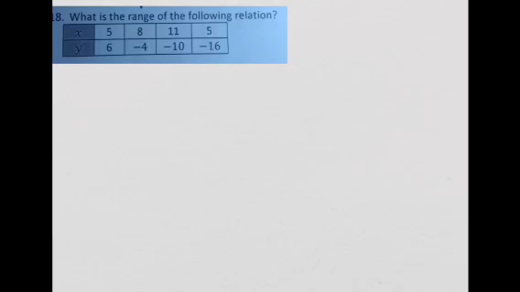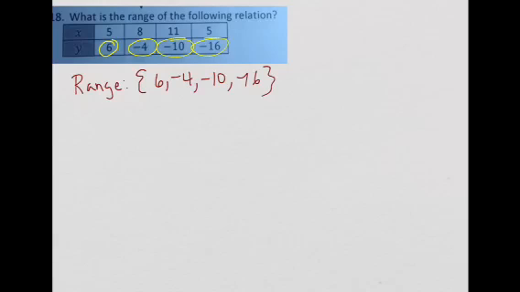Alright, so what is the range in the following relation? So regardless of how the tables are oriented, remember the range is the output, so it's the y value. So it's going to be these numbers. Okay, so you're going to write the range: 6, -4, -10, -16. And that's it.